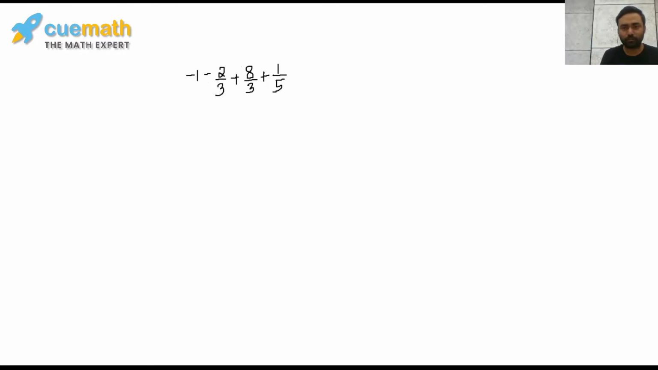Now if we solve for this part first, in the next step we get negative 1, and then you see that inside the bracket the denominator is the same, so that would be the LCM, and minus 2 plus 8 would become 6. Since we got plus 6, we can write this as plus 6 over 3 plus 1 over 5, where again 6 over 3 can be reduced to 2 over 1, and we can write 2 over 1 as an integer, plus 2.